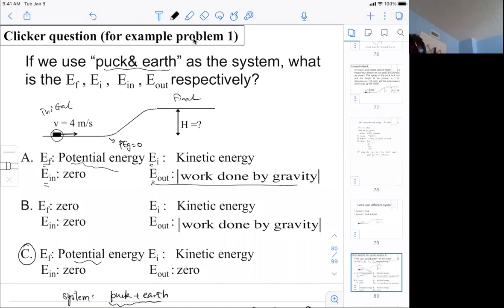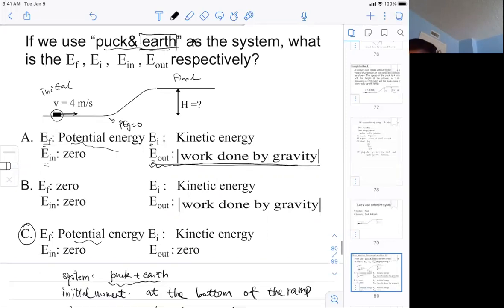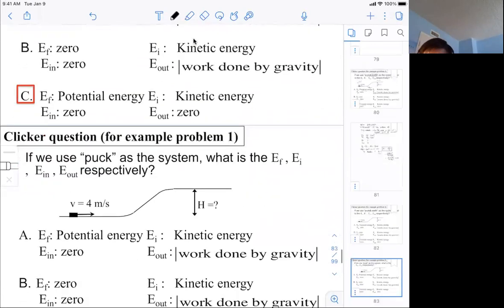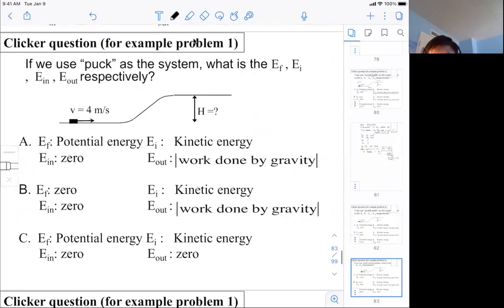Now, you can see that the difference between choice A and C is that choice A has work done by gravity. I would argue work done by gravity in this case is not an energy output because you have included Earth in your system. So it's part of you now. It's an internal force that doesn't do work on your system. It's your left hand punching your right hand, right? That doesn't change the status of the motion. So if you wish to use the puck as the system, that is also okay.